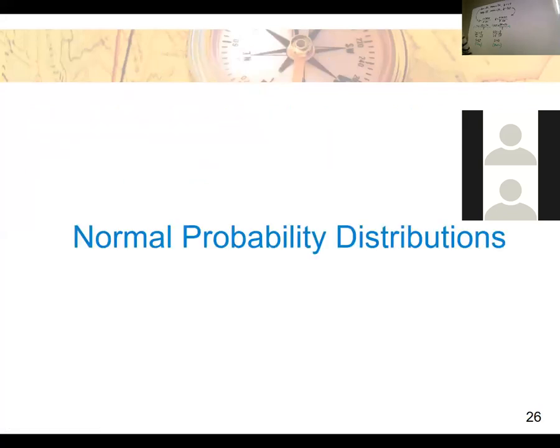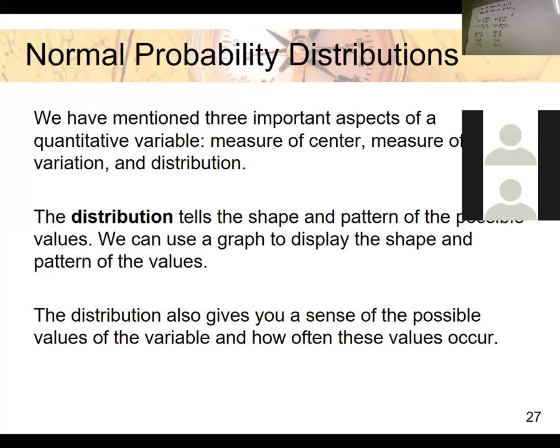All right, next we'll look at normal probability distributions. Now, we mentioned three important aspects of a quantitative variable: the measure of center, the measure of variation, and distribution. And if you recall, measure of center deals with things like the mean, the median, and the mode. And the measure of variation deals with things like range, mean absolute deviation, and also standard deviation is a measure of variation as well, because that deals with the spread of the data.